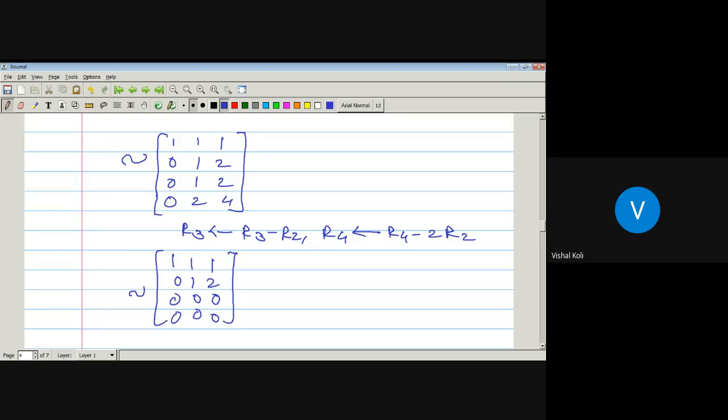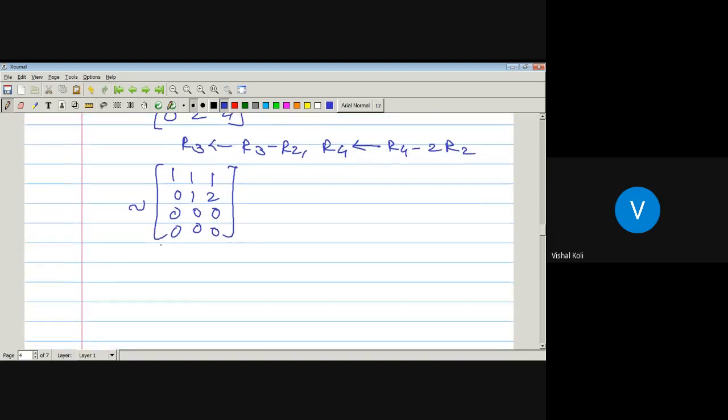Okay, so the given matrix can also be written in this form, and we know that if we apply elementary row transformation or elementary column transformation, it does not affect its order and rank. Now our equation AX equal to B becomes this matrix 1 1 1, 0 1 2, 0 0 0, 0 0 0 into our X, which is x y z, equal to 0 0 0.